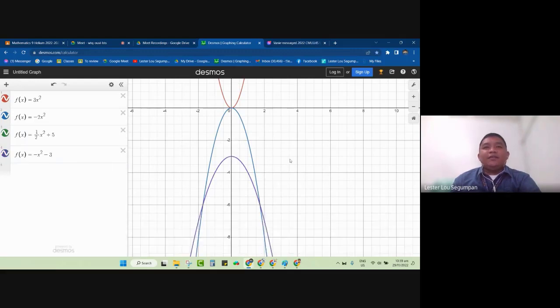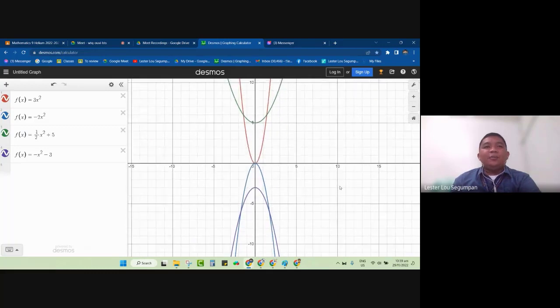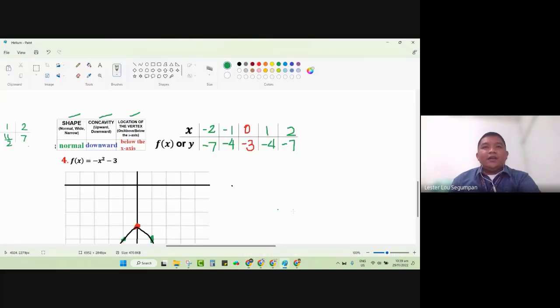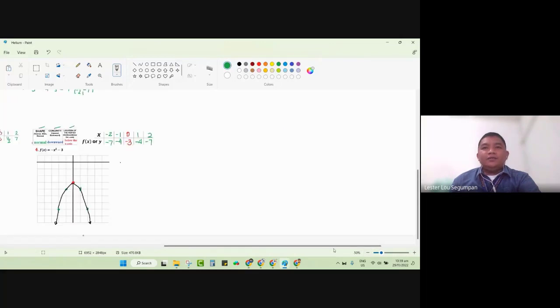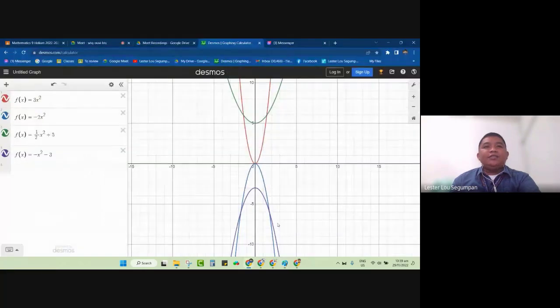So it's like that. This is the graph of the 4 functions combined into one. The first function is 3x squared, which is red. The second function is -2x squared, which is blue. The third function is 1/2 x squared plus 5, which is green. And the fourth function is -x squared minus 3, which is the purple. This is what we made earlier using our predictions and our solutions, and this is using Desmos.